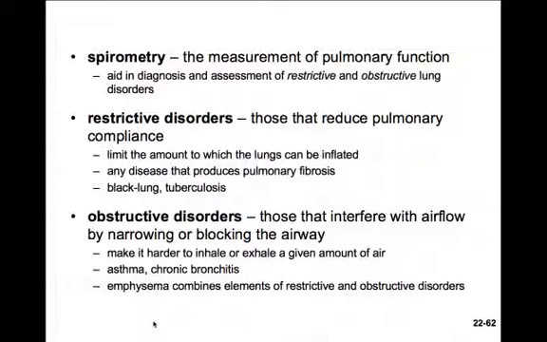Obstructive disorders are those that interfere with the airflow by narrowing or blocking the airway. They make it harder to inhale or exhale. Asthma and chronic bronchitis are examples of obstructive disorders. Emphysema combines elements of both restrictive and obstructive disorders. Emphysema would be a great topic for someone to cover at their presentation at the end of this semester.